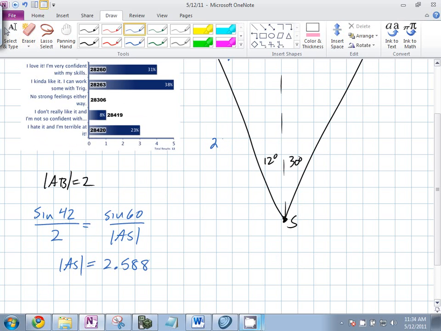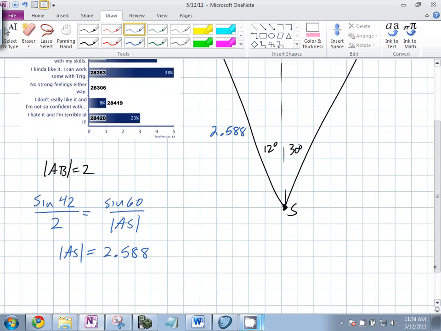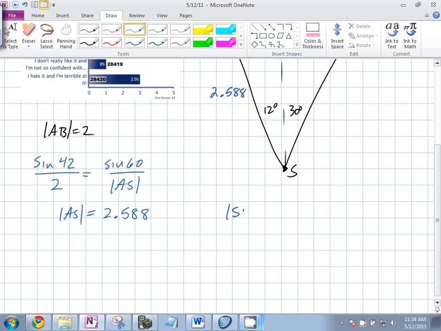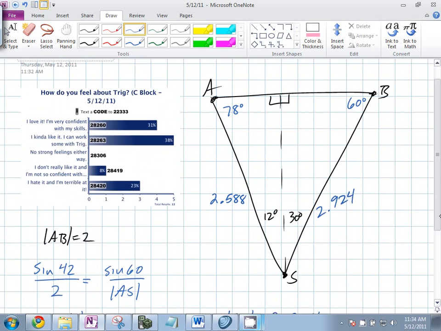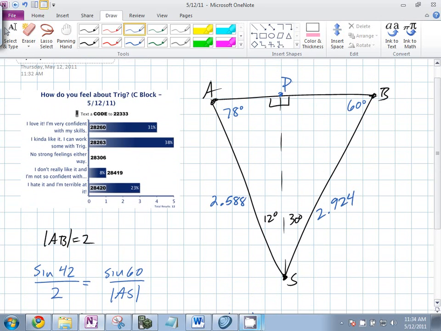Good job. Then it asks you for the distance from S to B. Can someone just give me the distance from S to B? It's going to be a very similar method. 3 decimal places. Someone different. 2.9. How many people got that? Excellent. So now it asks you to find the distance from, we'll call this S to P.